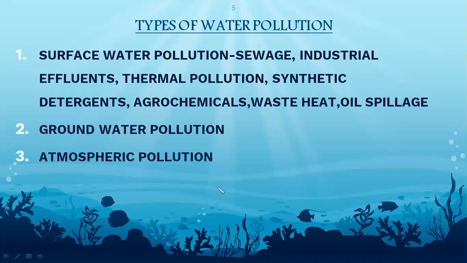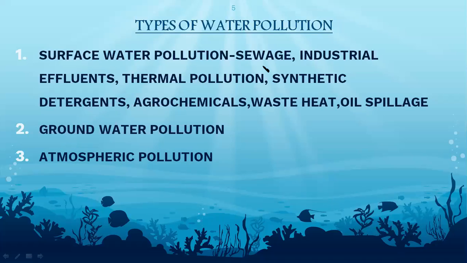Now you can see the different types of water pollution here. It is divided into three: surface water pollution, groundwater pollution, and atmospheric pollution. Surface water includes the natural water which is found on the earth's surface, in the form of rivers, lakes, oceans, etc. And this gets polluted due to various reasons like sewage, industrial effluents, etc.